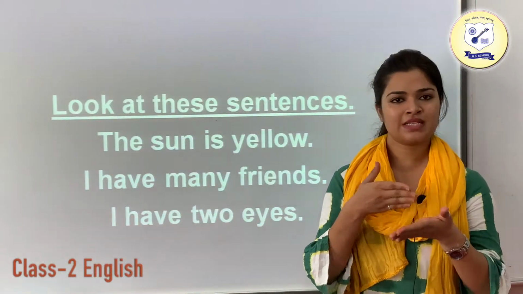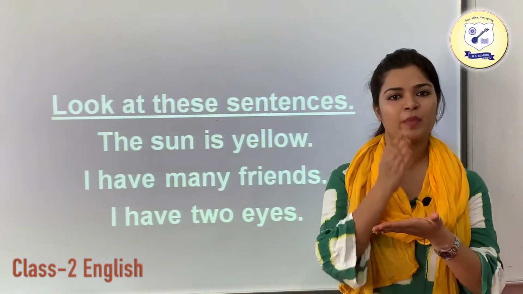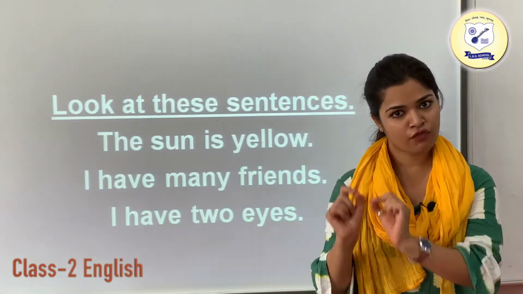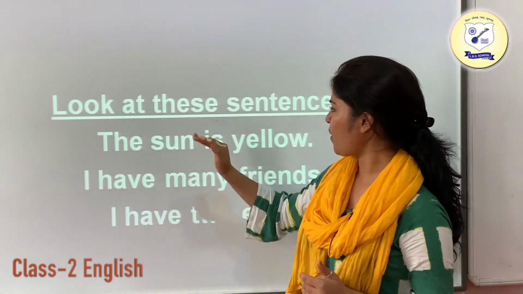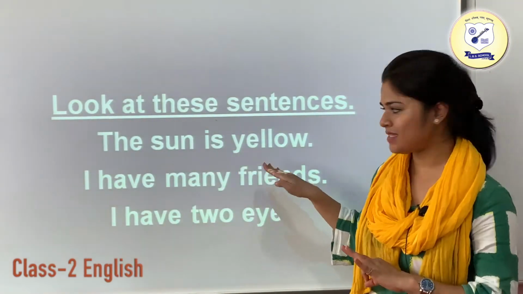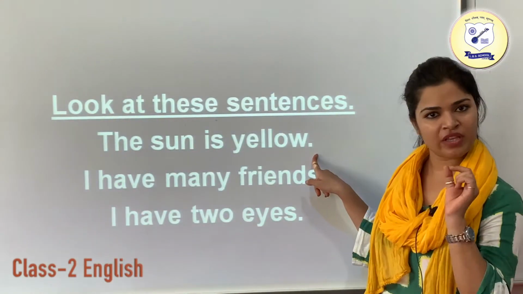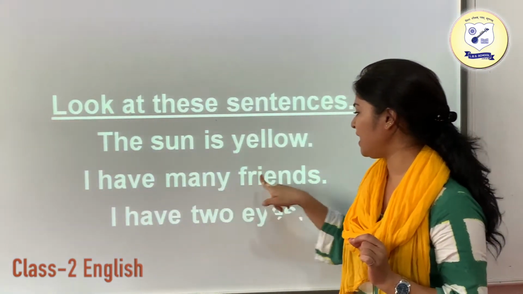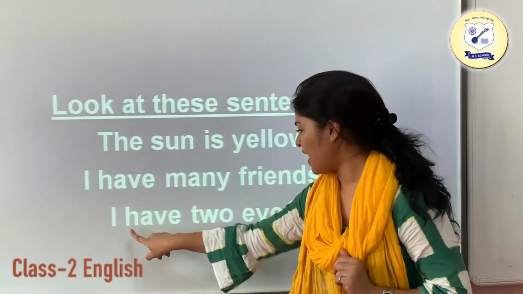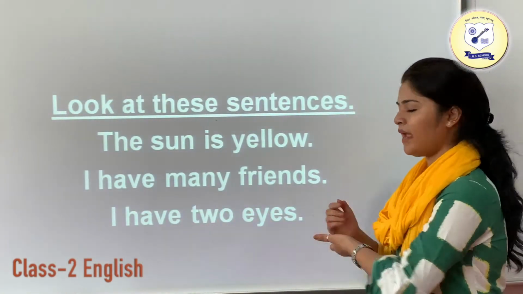Now as you are done with the sentences, you should keep in mind that if you are talking about a sentence, then it should begin with a capital letter first of all, and the second thing is that it should end with a full stop. Okay, so now we are going to have a look at a few sentences. The sun is yellow. You can see that the first letter is capital, terminating with a full stop. I have many friends. Beginning with a capital letter, ending with a full stop. I have two eyes. Beginning with a capital letter and ending with a full stop.